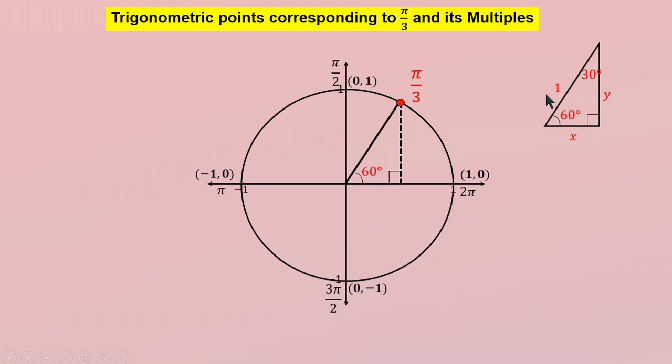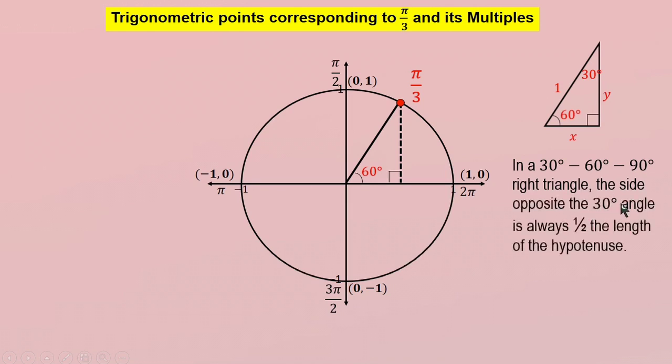Recall that in a 30-60-90 degree right triangle, the side opposite the 30 degree angle is always 1/2 the length of the hypotenuse. In this case, the side opposite the 30 degree angle is x. Thus, x is equal to 1/2.